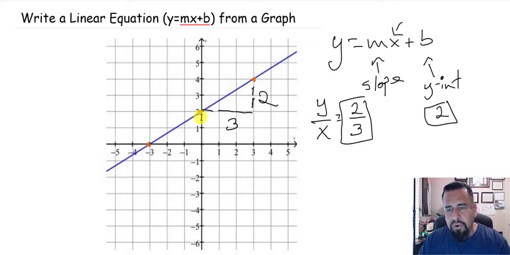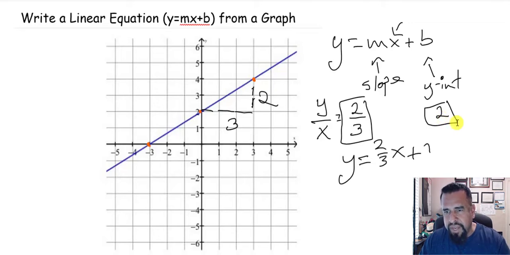All right. So here's my equation. y equals m, right? m is my 2/3, my slope. x plus, because it's a positive 2, and then just put the 2 there, and voila, you found your equation.